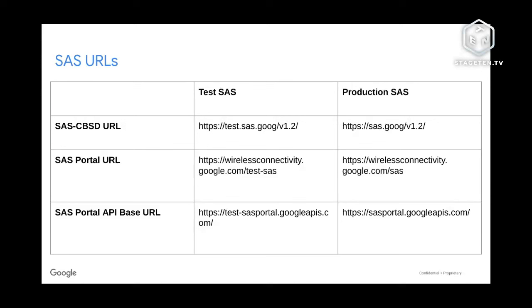The SAS Portal URL is the web interface that we offer customers, which allows you to view your deployments in either the test SAS or in the production SAS. You'll notice that the URLs are almost identical. The main difference is just that test dash in front of the test SAS portal URL.